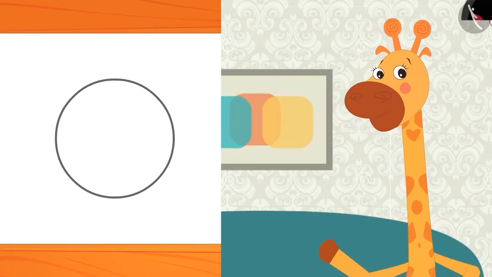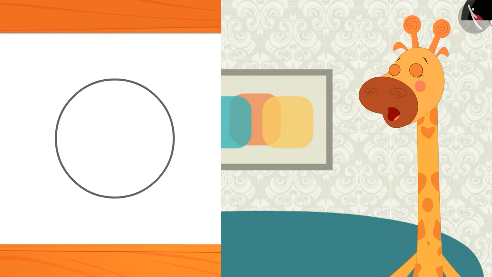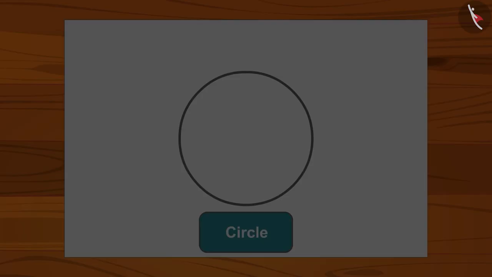Can you tell by looking at this figure which shape it is? Children, can you tell which shape is this? Correct. The figure has no edges and is circular. So, it is a circle.